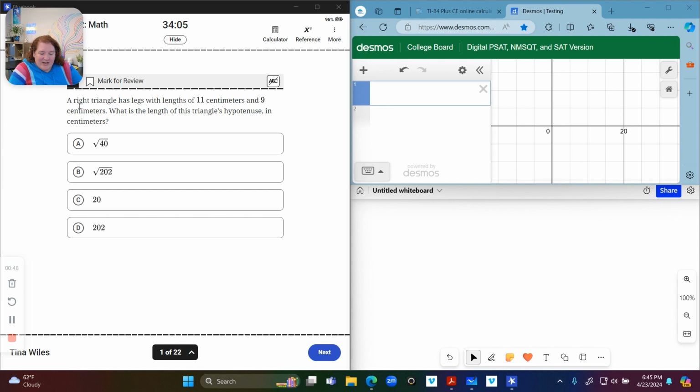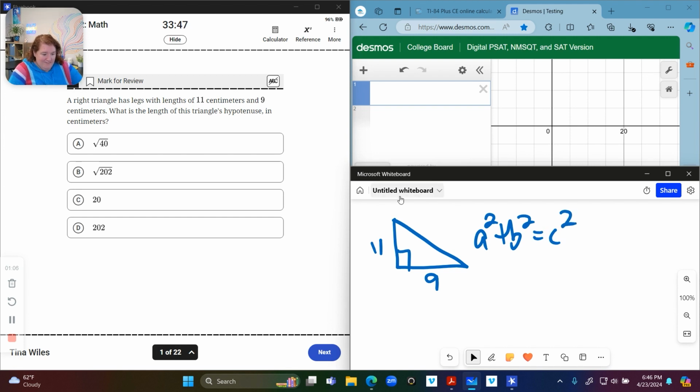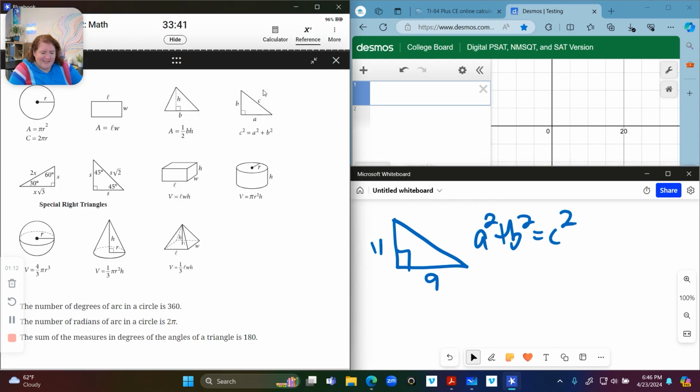Okay, number one, a right triangle has legs with lengths 11 and 9 centimeters. Yes, draw pictures. What is the length of the hypotenuse? I'm going to use the Pythagorean theorem: a squared plus b squared equals c squared. The hypotenuse is always the longest side, and this is actually one of the formulas on your sheet.